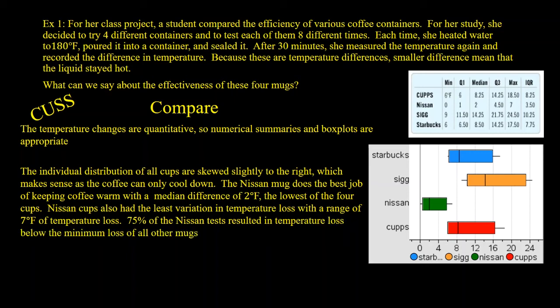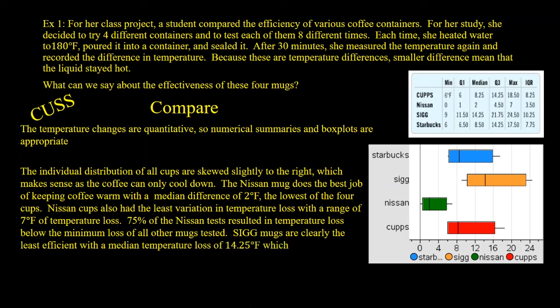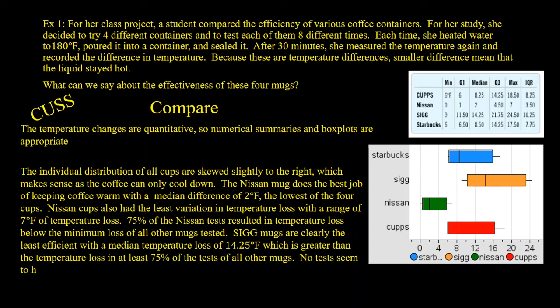Sig mugs are clearly the least efficient with a median temperature loss of 14.25 degrees Fahrenheit, which is greater than the temperature loss in at least 75% of the tests of all other mugs. No tests seem to have resulted in outliers. The Nissan mug is the clear top performer and most consistent mug for keeping liquids warm.